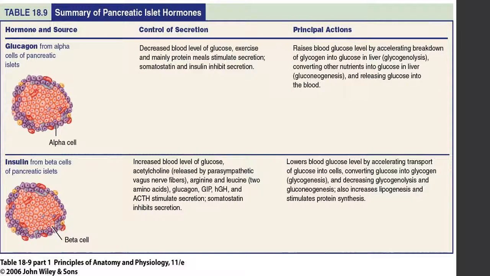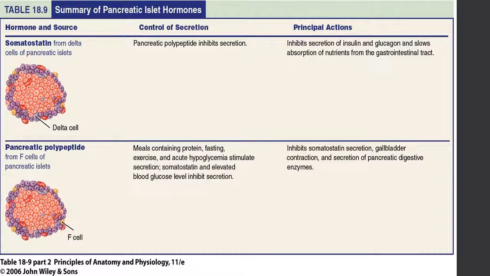Another table summarizing glucagon, insulin, somatostatin. The book really doesn't talk about pancreatic polypeptide. This is more important in human medicine, and you can read through what it does, but it also plays a role more in human medicine than in veterinary medicine.